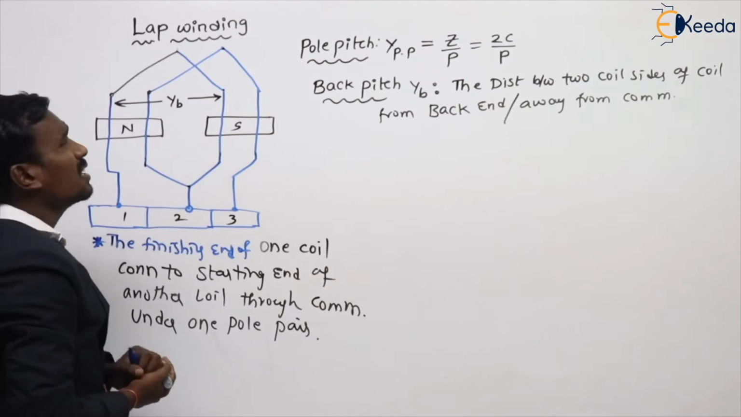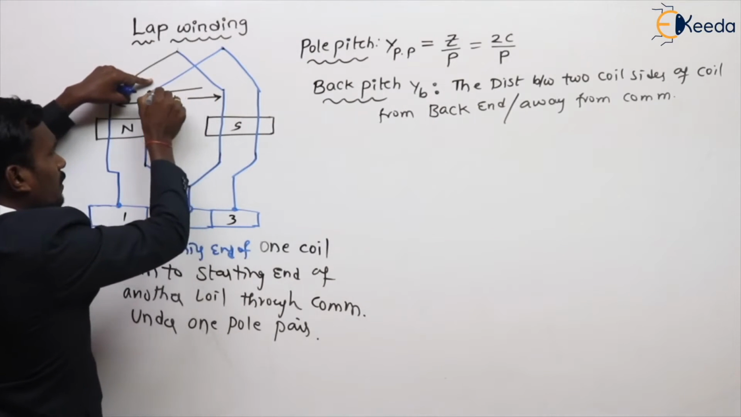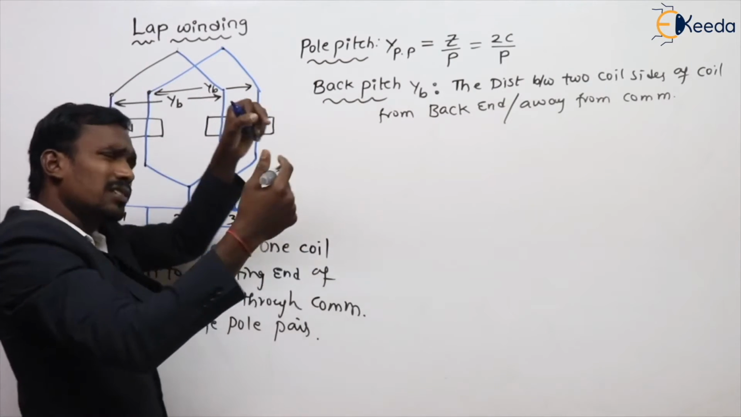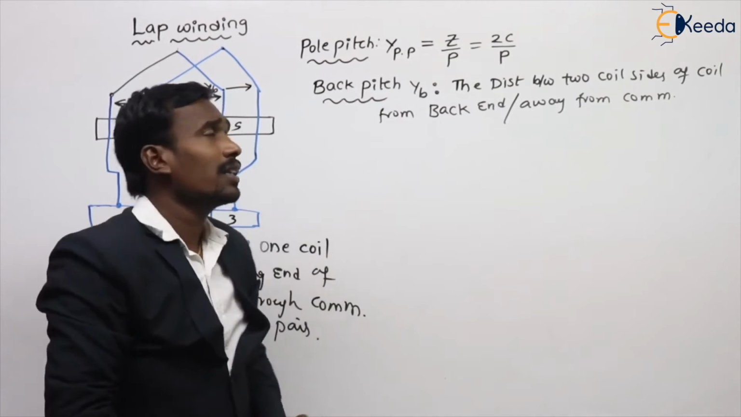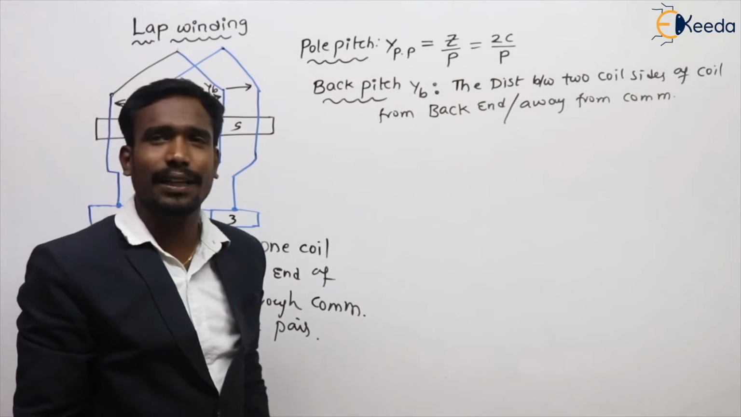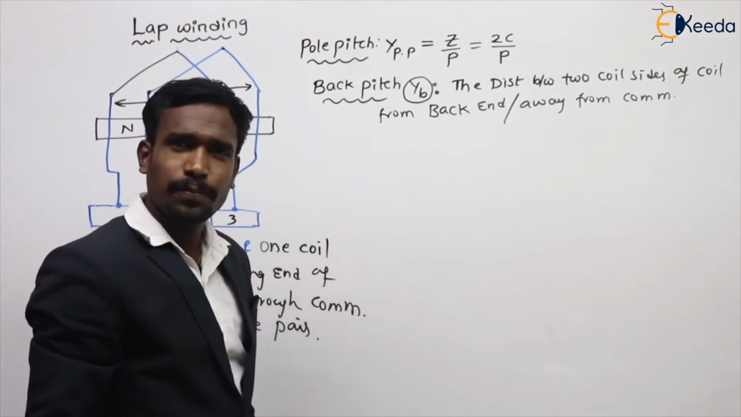Sir, this is also a coil, right? Is the distance between these two coil sides also the back pitch? Is it correct or not? Yes, this is also correct. Wherever you go in our machine, the distance between two coil sides of a coil from the back end is represented with YB, the back pitch.